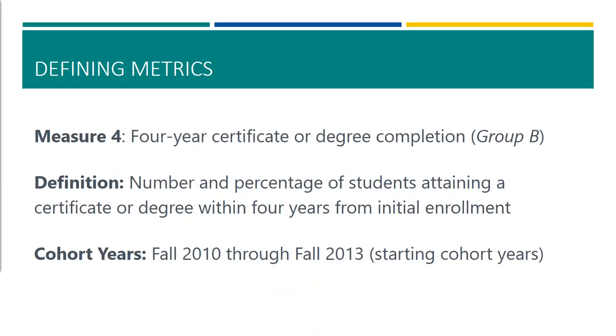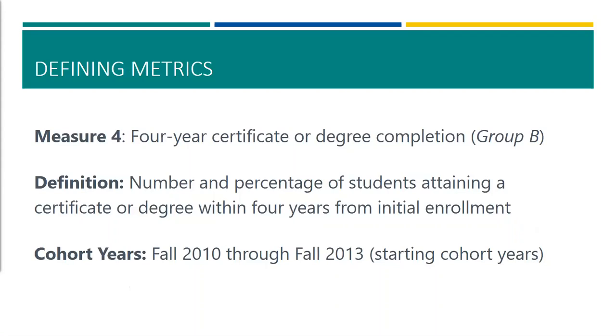Measure 4 moves us into the Group B metrics. So 4-year certificate or degree completion. Again, this is a fairly straightforward metric of how many of your students earned a certificate or degree within 4 years of your initial enrollment at your institution. You'll notice these cohort years seem older because they have to be fall 2010 to fall 2013. This is the starting year of those cohorts.